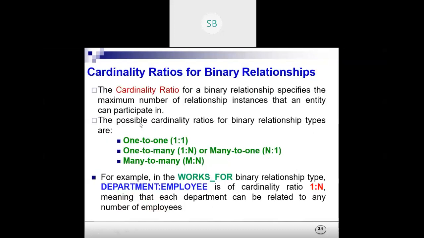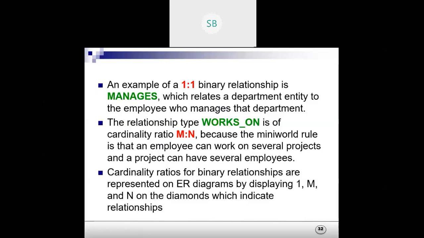Let's check this one, m:n. The relationship type works on has cardinality ratio m:n because an employee can work on several projects, and a project can have several employees. That is why it is m:n. Clear? Yes. Yes, ma'am. You have to think two ways.